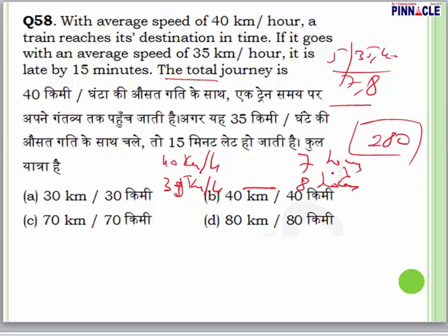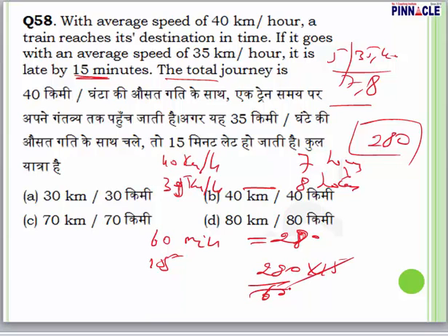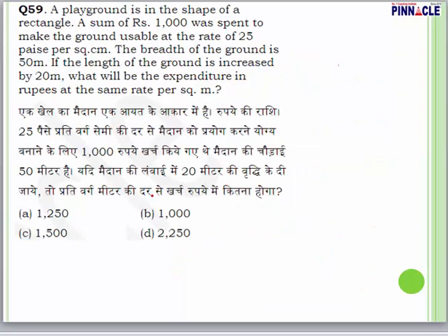So if the gap is 1 hour, that is a 60-minute gap, then the distance is 280. But here the gap is 15 minutes. So the distance would be 280 divided by 60 into 15. You can say 70 km is the total distance. 70 km is the distance. C is the answer. Question number 59.